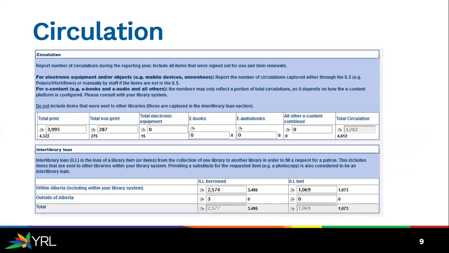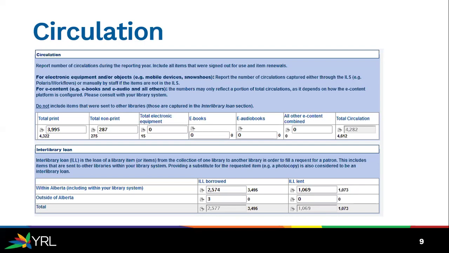So the circulation also aligns with the information on the annual report. So what is this counting? It is counting checkouts only, so no renewals of print material. So checkouts of print material, no renewals, and is based on the material types book, large print, paperback, and magazine, and then non-print being everything else. And this is checkouts at your library between January 1st and December 31st, 2024 in this case.